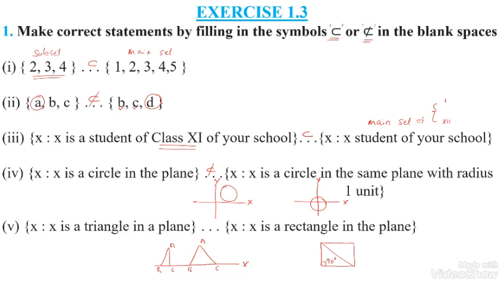Rectangles and triangles are different because here one side, the base, is present in a plane, but while taking the plane on that side as a base, it is not in a plane. That's why it is not a subset, since the set of rectangles does not include the set of triangles. Now, let us move on to the next question.